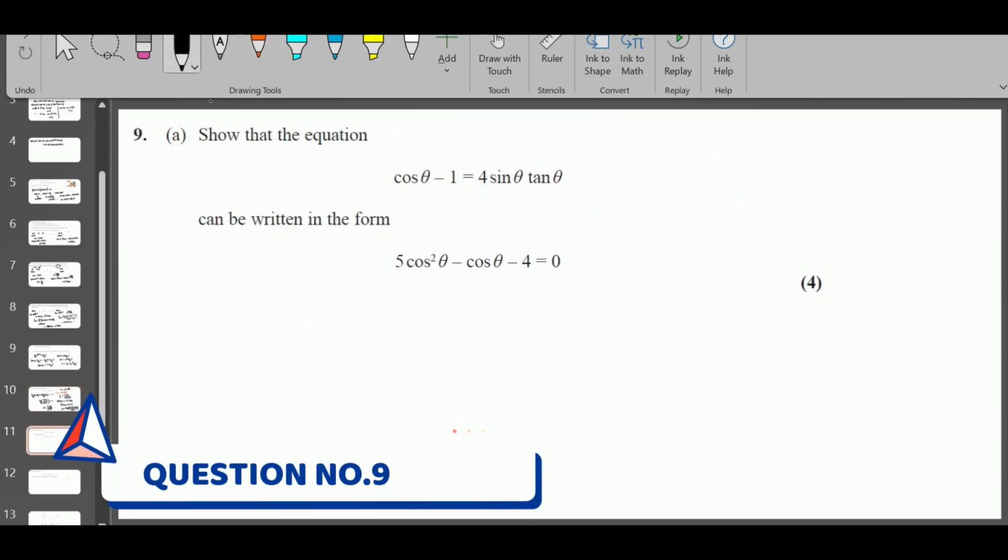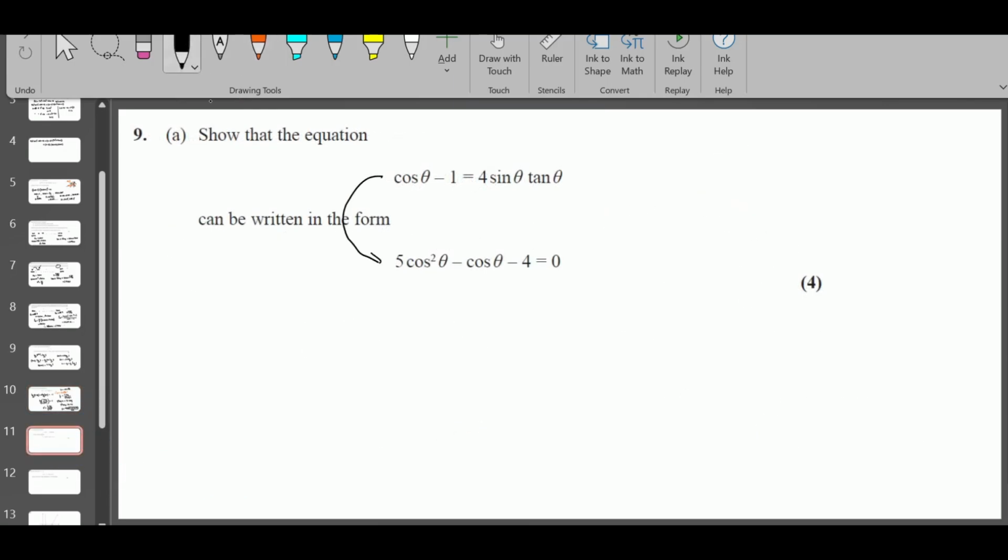Question number 9. Show that this equation can be written in this form. So I'm gonna take the whole equation. Cos theta minus 1 is equal to 4 sine theta tan theta. I'm gonna replace tan by sine over cos. That's the identity, right? Multiply through it by cos theta.